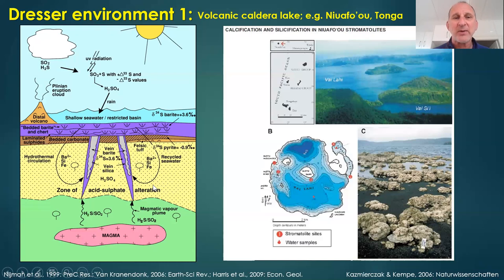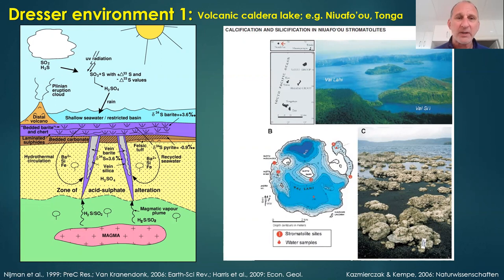The best analog that we have for that is from a volcanic crater in Tonga. It's a little bit smaller. This is only about 4 kilometers in diameter. The Dresser Formation, in the North Pole area, was about 25 kilometers, so it's a much bigger caldera. But it has islands, it's got an evaporating volcanic lake, and there are stromatolites that are growing on the margins, just like we see in the Dresser Formation.